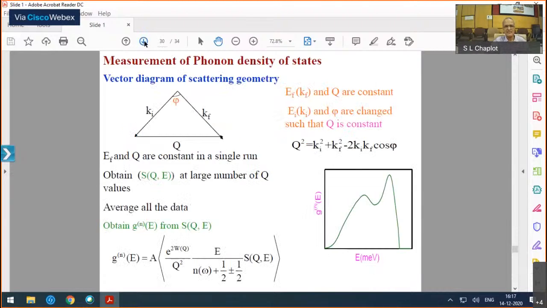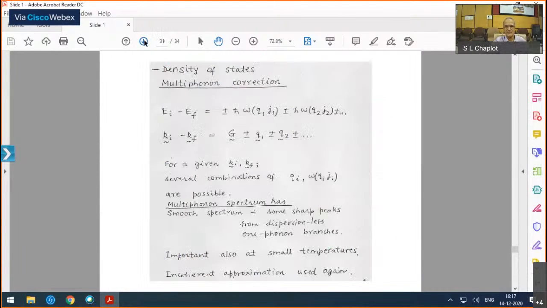Now, let's look at the remaining issue, the multiphonon correction. Multiphonon correction is a very important issue in phonon density of states measurements, and that's because we are looking at the entire spectrum, and particularly the low frequency modes, multiples of those will also be seen at higher energies. Conceptually it is simple.